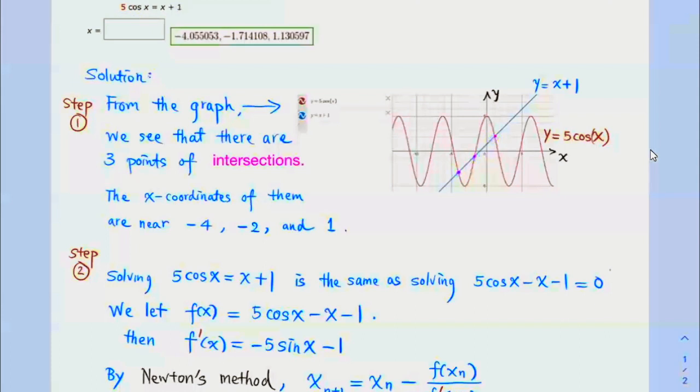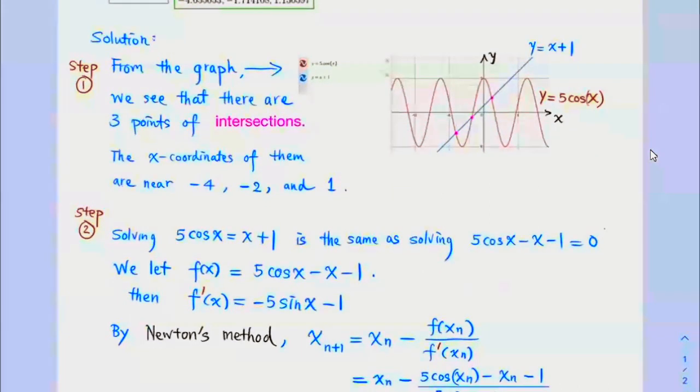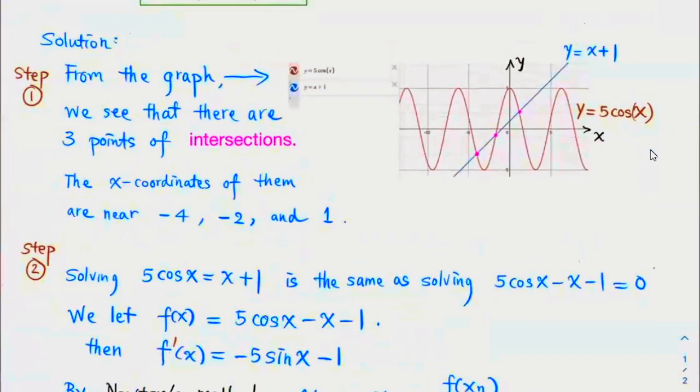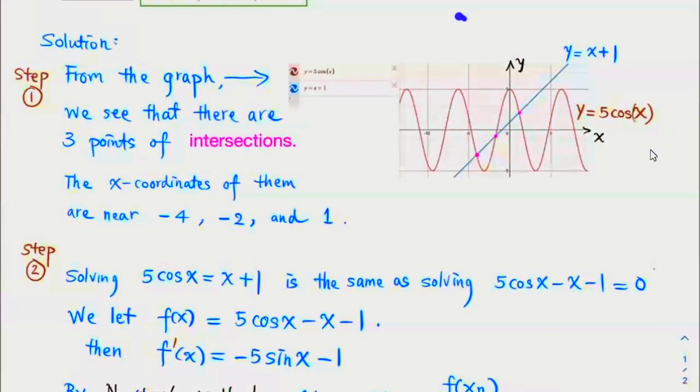When they're equal, that's where they intersect each other. And you see that there are 3 intersecting points. So we should expect there are 3 solutions. And further, by looking at the graph, you can use decimals. A lot of you already used that.